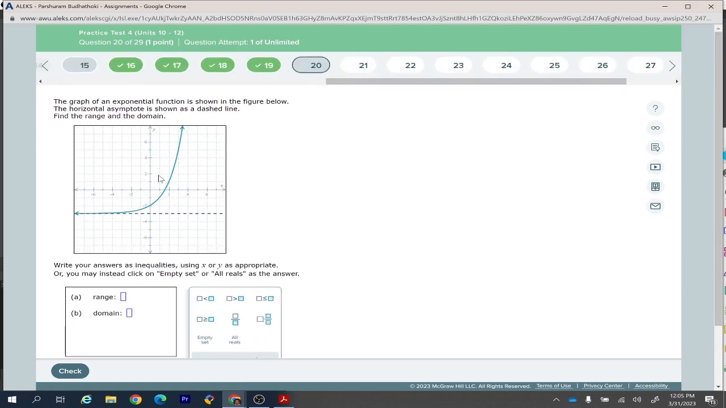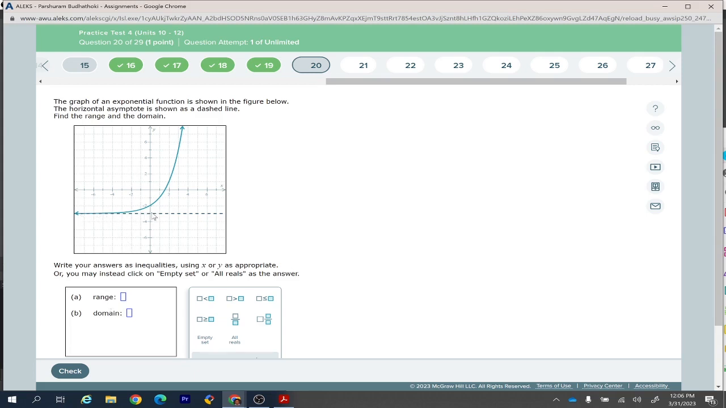Okay, find the range and domain. As you can see here, the domain is everything. Domain is from -infinity to +infinity if you want to use interval notation. But if you don't want to use interval notation, here they are saying write your answer as an inequality, as x or y. So first they are asking you what's the range. Range means the y value.